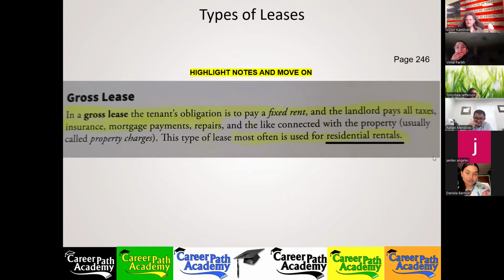Unless it's written in the lease that you do, of course. But basically, if the roof needs a repair, the tenant's not responsible for that. The landlord covers that. So this is what a gross lease is. The tenant just pays their fixed base rent. That's it.